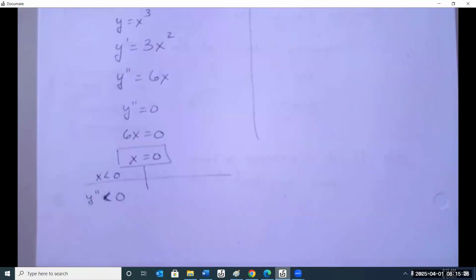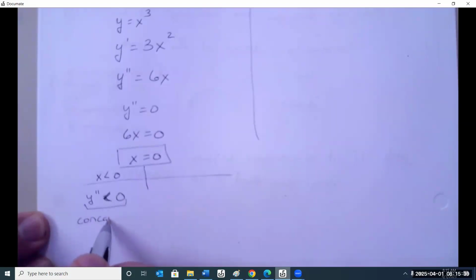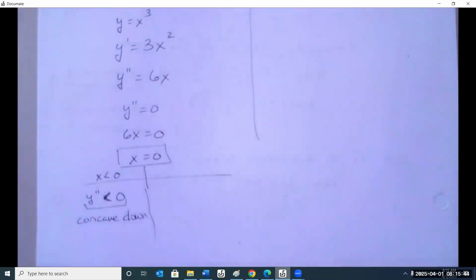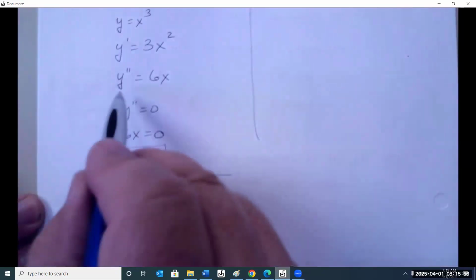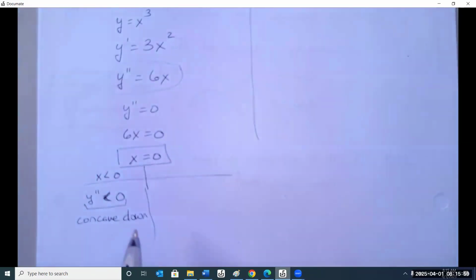Therefore, the increasing and decreasing is the first derivative test. But what this tells us is that it's concave down. Since this is negative, it's concave down. Remember, increasing and decreasing is only the first derivative. The second derivative defines concavity. Since to the left of 0, if I plug that into my second derivative, it goes negative, so it's concave down.